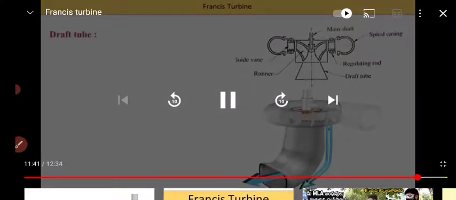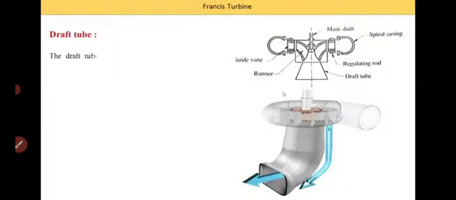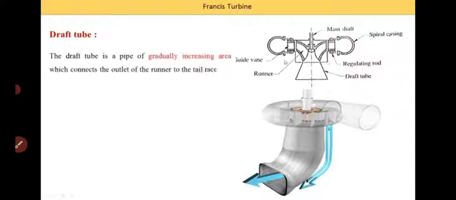And the last part is the draft tube. So the draft tube is installed at the outlet of the turbine, and the draft tube is a pipe of gradually increasing area which connects the outlet of the runner to the tail race. Means this is the outlet of the turbine runner. Okay, so here we install the draft tube, and the draft tube has a gradually increasing area.